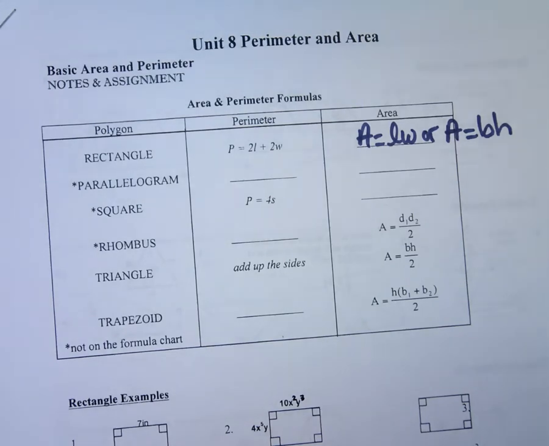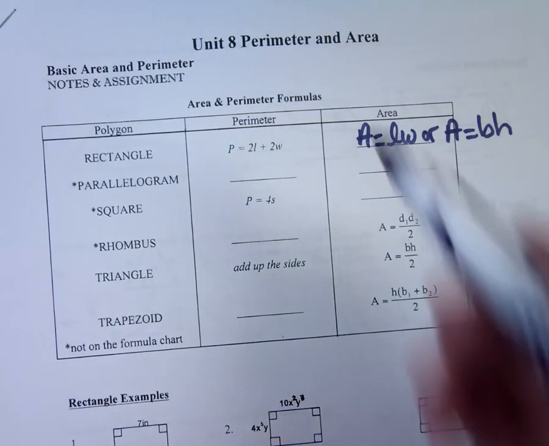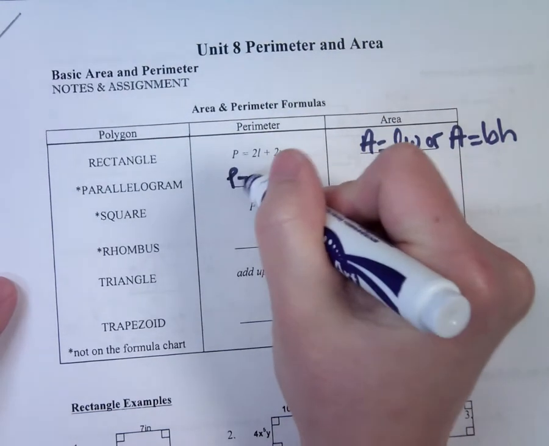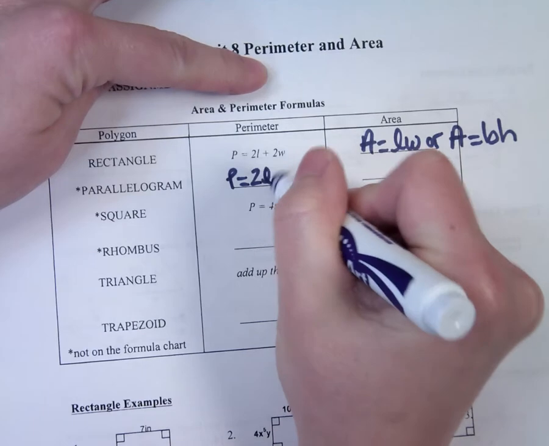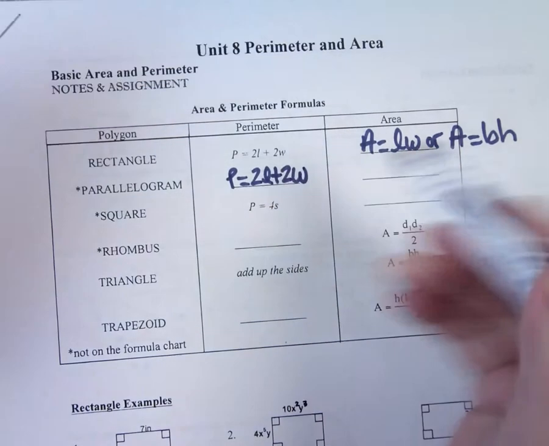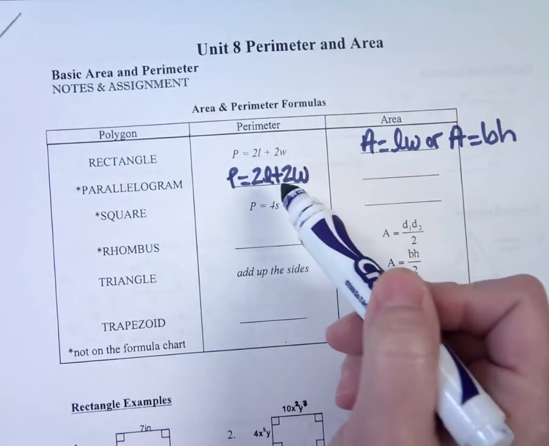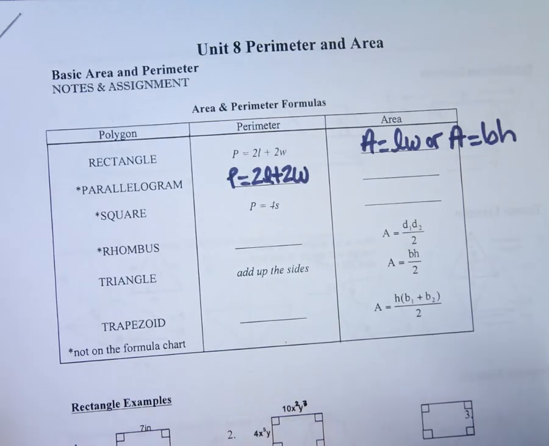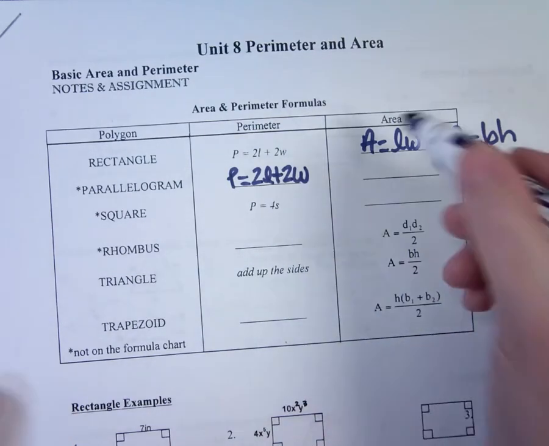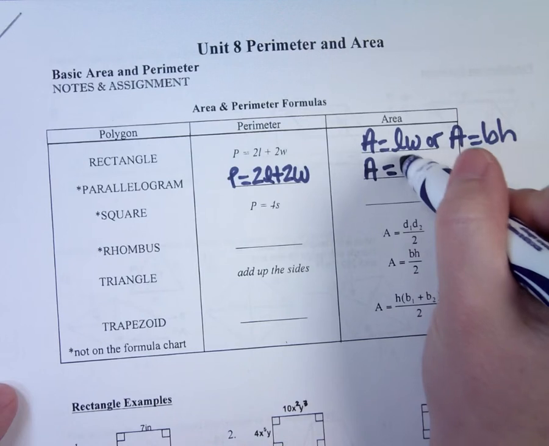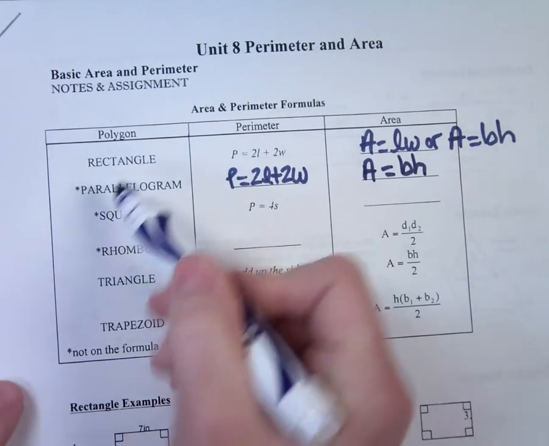Okay, a parallelogram, the perimeter formula is the same as the rectangle, 2 times the length plus 2 times the width. Of course, with perimeter, you could always just add up all the sides. You don't necessarily have to follow a special formula. You could just add all the sides. But its area formula is base times height.